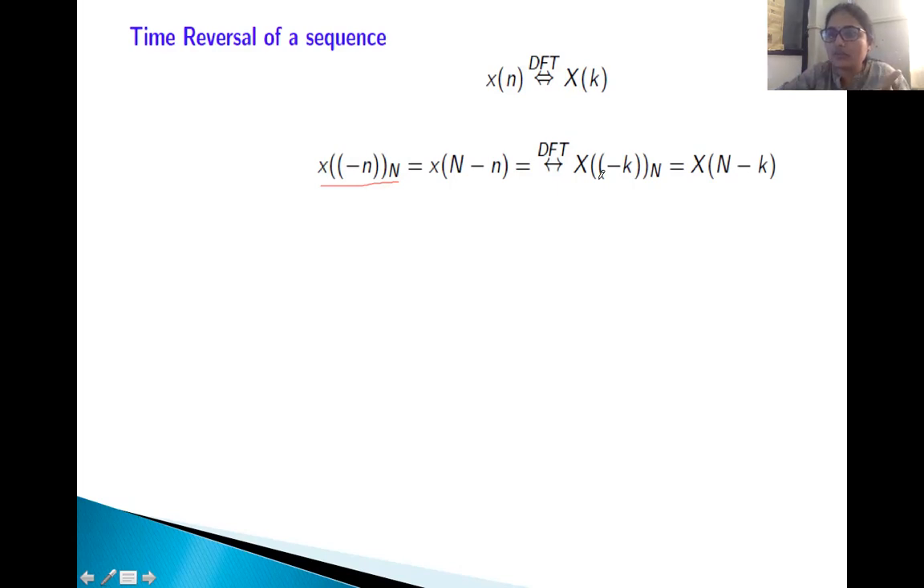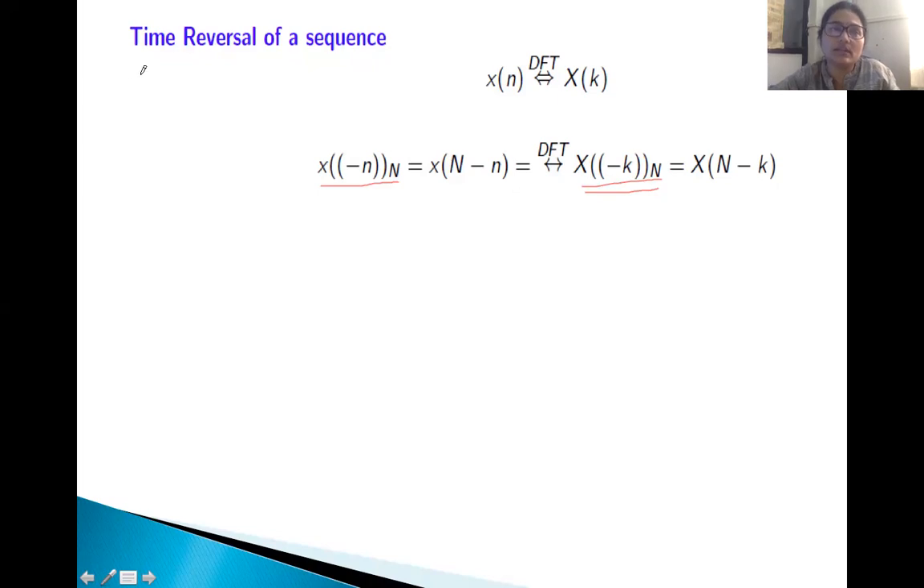Whatever operation we do in the time domain affects the sequence in the frequency domain. In what manner? If I reverse the sequence in the time domain, its corresponding DFT values are also going to be reversed in the frequency domain. It is represented here: x of minus n modulo N. If I apply DFT to this reversed sequence, these are the DFT values, and they are going to be reversed in the frequency domain. X of minus k modulo N represents that the values in the frequency domain are also reversed.